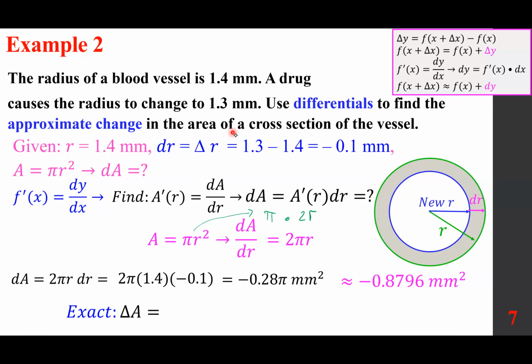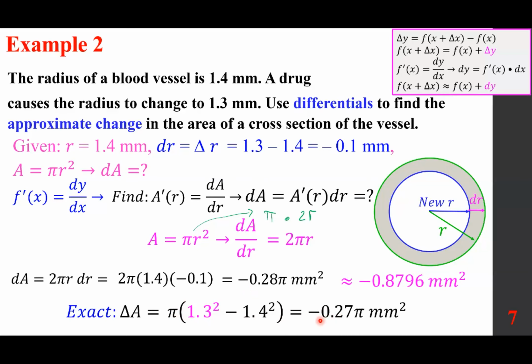Well, all we have to do is calculate the area of the two circles. One of them with the 1.3 radius, one of them with the 1.4 radius. The difference is the answer. That's why this is pi r squared. I've factored out the pi. So negative 0.27 pi. If you compare these two, they are extremely close. And class, this is the exact change. The area of the smaller one minus the area of the larger one gives you the exact answer.